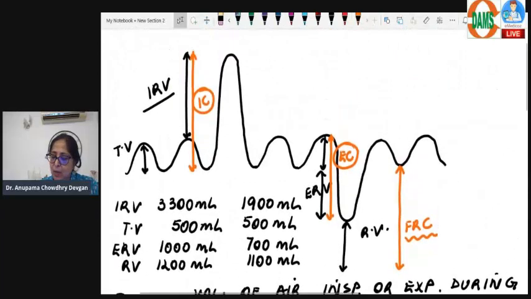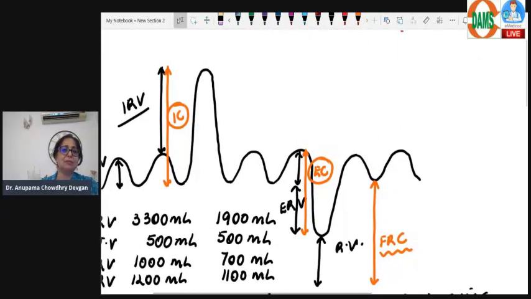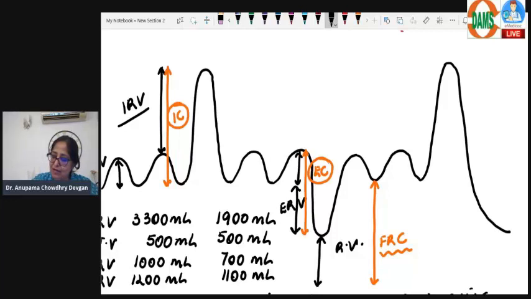It's very easy. For vital capacity, you ask the patient to take a maximum inspiration. And now you ask him to breathe out forcefully. And when he breathes out forcefully, he will first breathe out his IRV. Then he will breathe out his tidal volume. Then he will breathe out his ERV. This is your complete vital capacity. What is left inside the lungs will be residual volume.